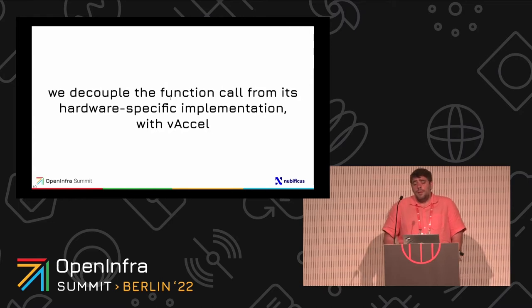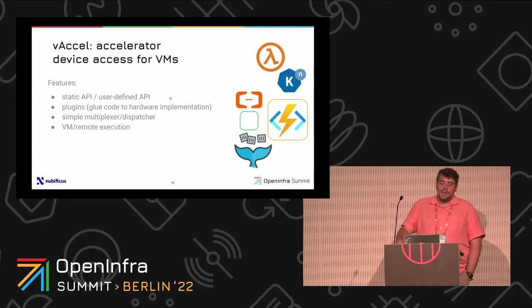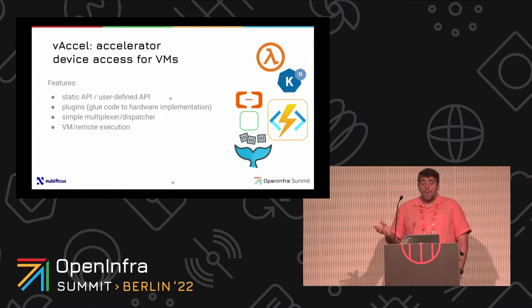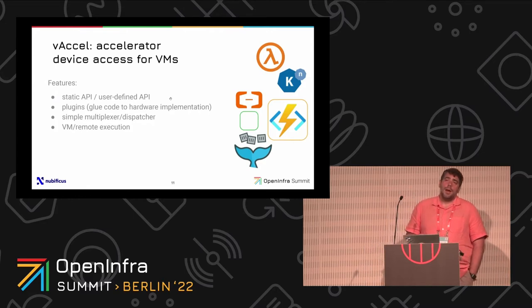So what we built is a framework that decouples the function call from the hardware-specific implementation. vAccel has a static API and a user-defined API. It has several plugins, which is glue code of the API calls to the hardware implementation, to the actual code that's running on the hardware accelerator. A multiplexer maps these API calls to the plugins, and a couple of custom plugins that we have designed enable VM and remote execution.